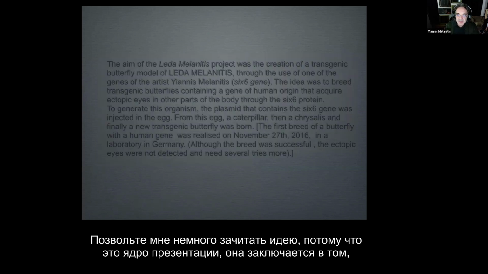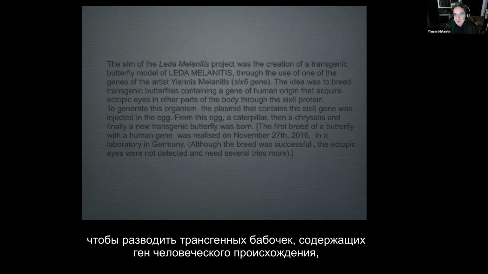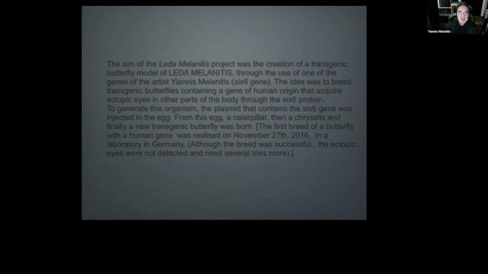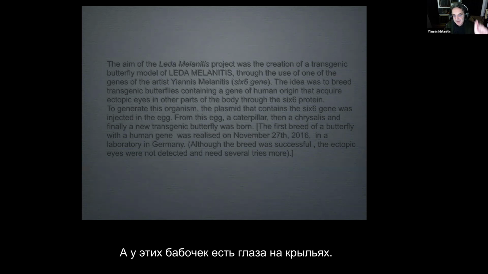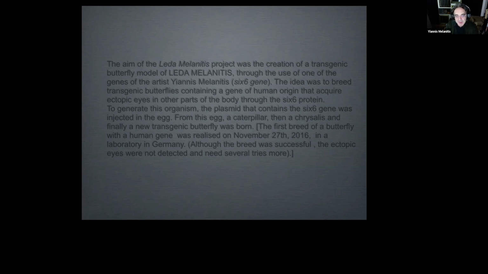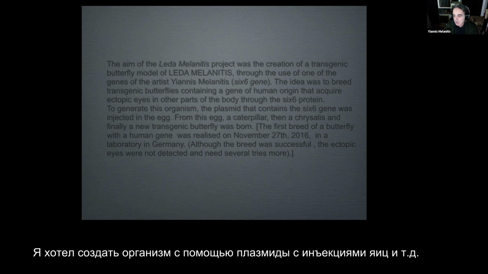So the idea, let me read it a little just to have an idea, because it's the core of the presentation. It's to breed transgenic butterflies containing a gene of human origin that acquire ectopic eyes. This is a way to find if your genes are working or not, let's say, okay? And these butterflies have some eyes on the wings, so the change in the ectopic eyes would be a reference that it was successful. The procedure was to generate an organism through a plasmid with egg injections, etc.